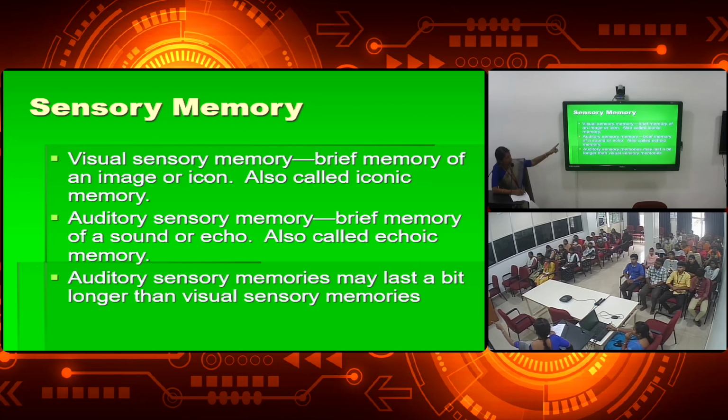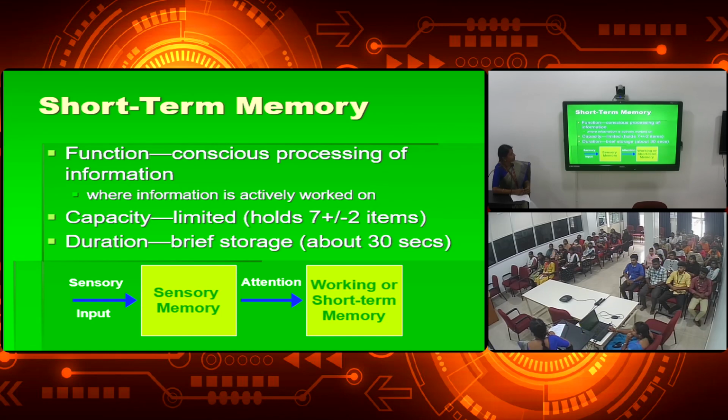The visual sensory memory is, in brief, a memory of an image or icon, also called iconic memory. The auditory sensory memory is a brief memory of sound or echo, also called echoic memory. Auditory sensory memories last a bit longer than visual. Once the sensory input comes inside sensory memory, after you pay attention, it goes into your short-term memory.